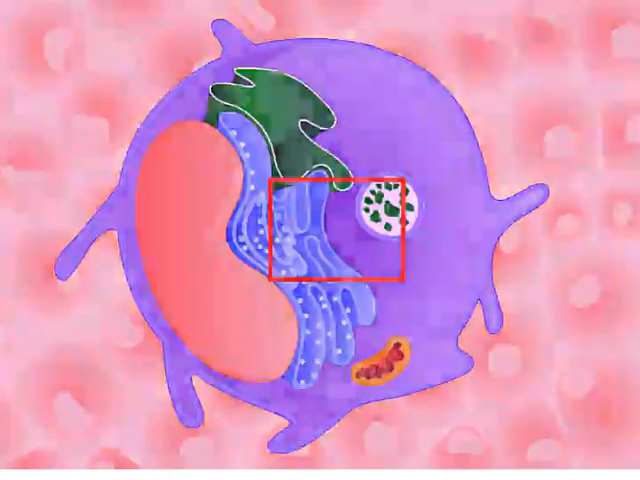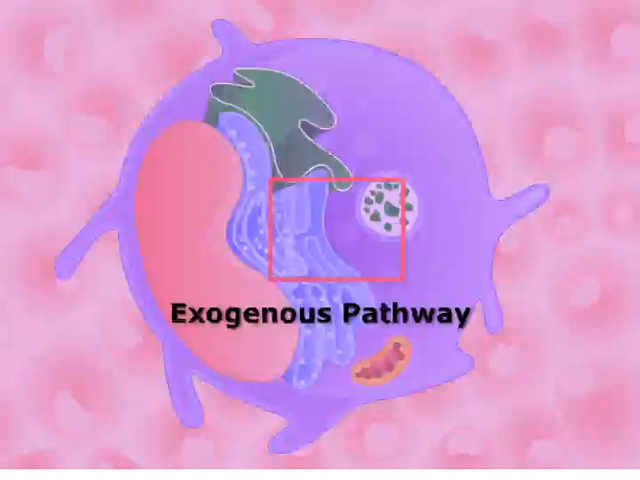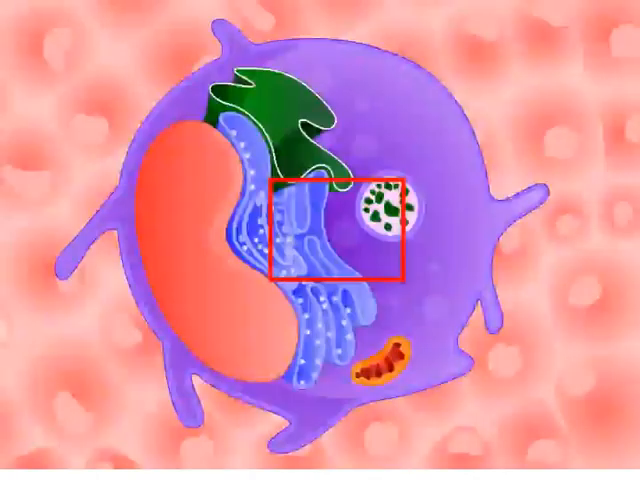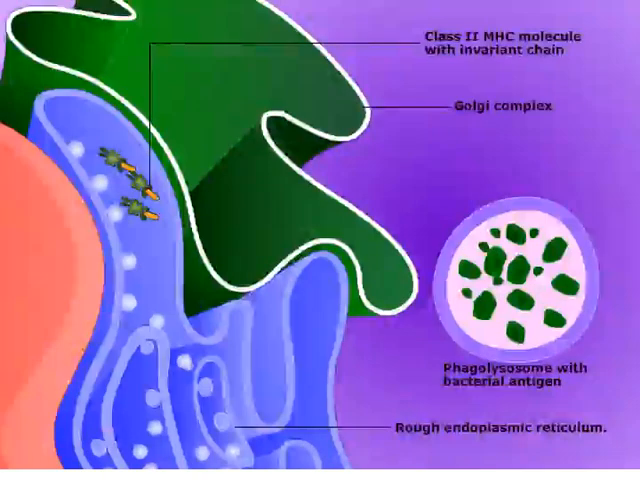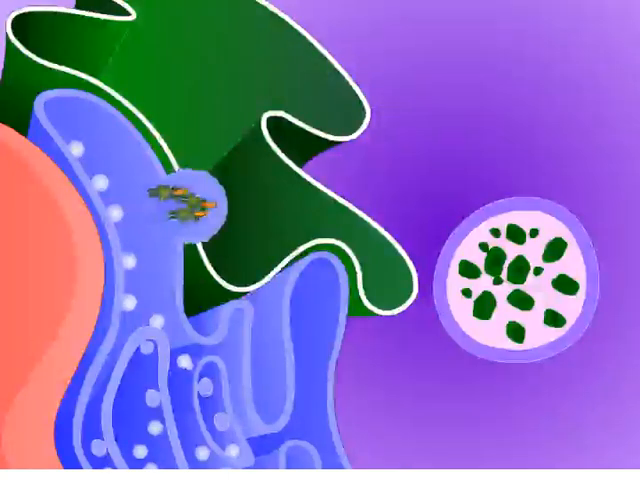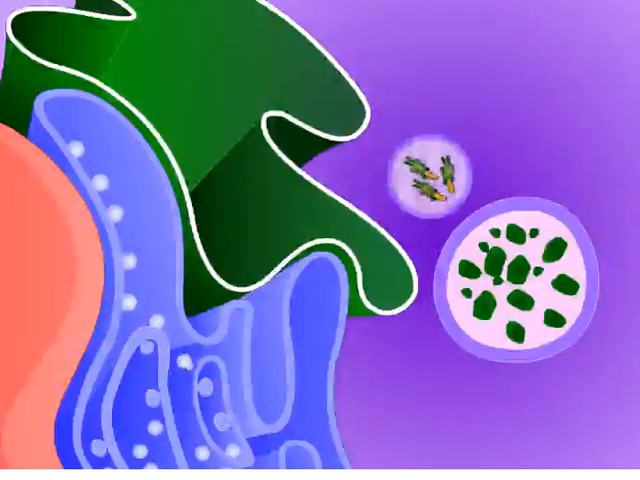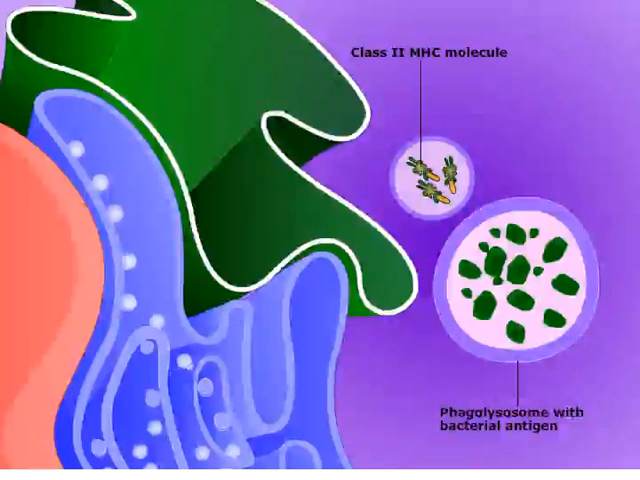Let's now take a closer look at the exogenous pathway of antigen processing and presentation. Major histocompatibility class II molecules are produced in the endoplasmic reticulum of an antigen-presenting cell. As the MHC class II molecule is formed, it's transported in a vesicle to a phagolysosome which contains digested particles or peptides of the engulfed pathogen.